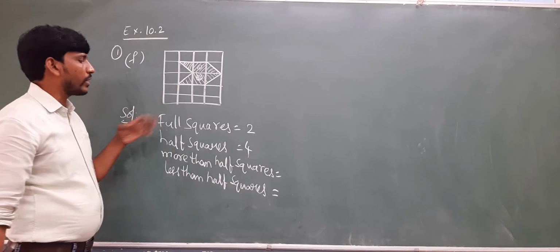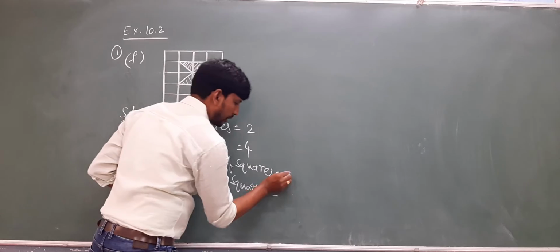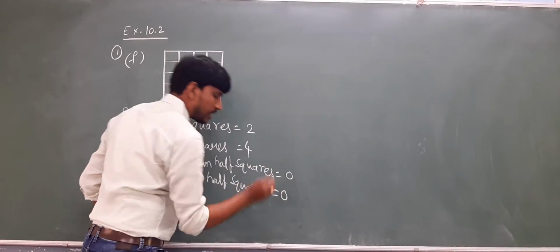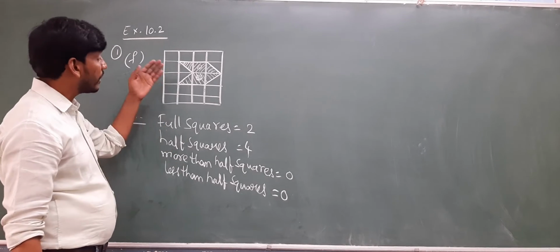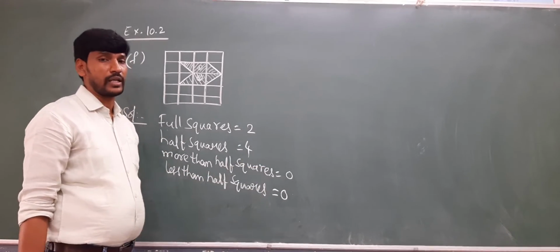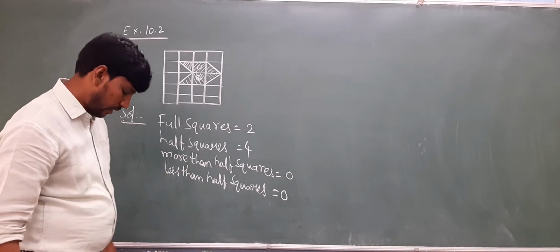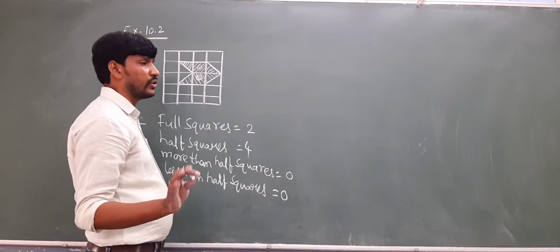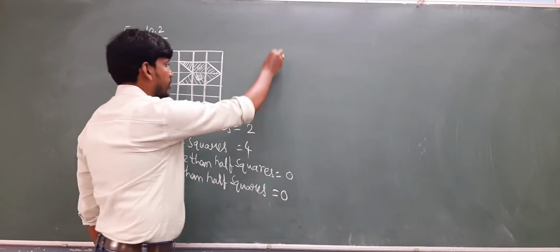Clear? So is there any more than half of the squares? No, it is 0. Less than half of the squares? We should not count them. Only 0. Even if there is any less than half of a square, you write it down, then ignore that. Otherwise, you don't write. Clear my dears? If you have any confusion, don't write. Okay?